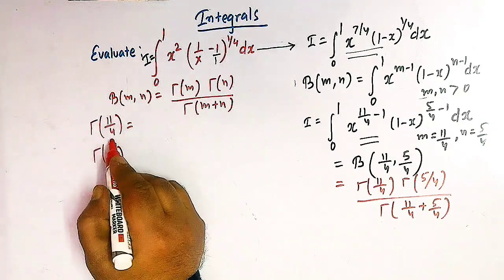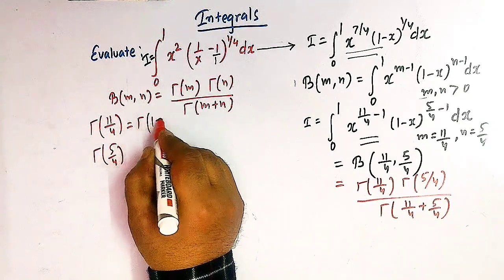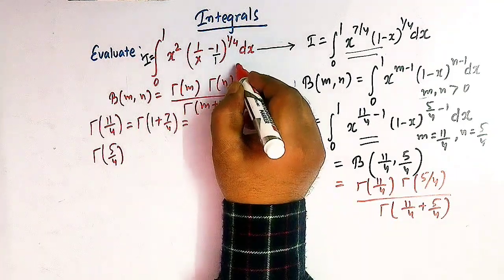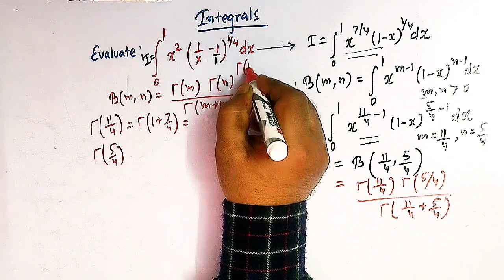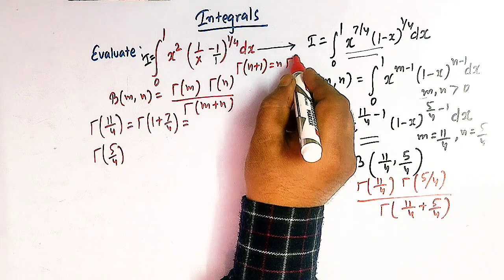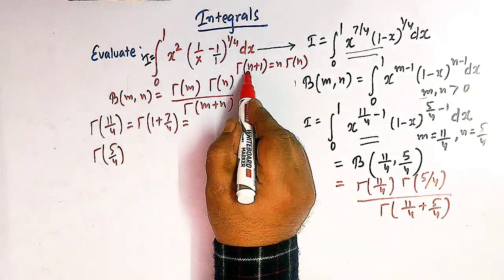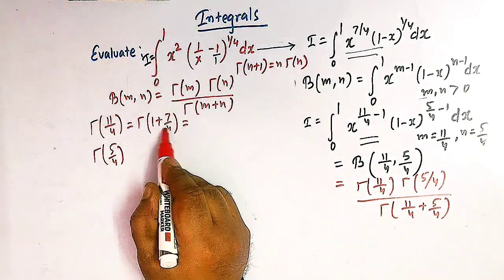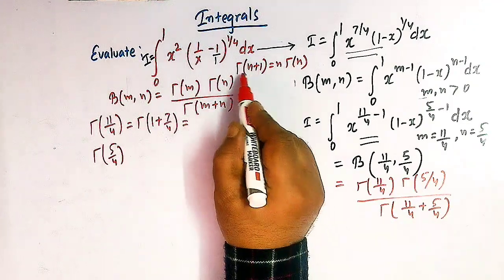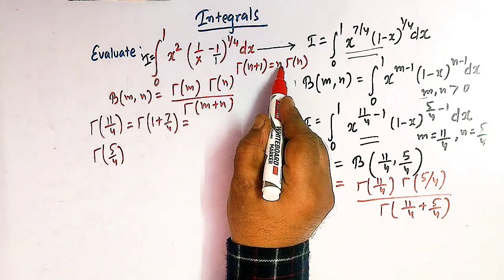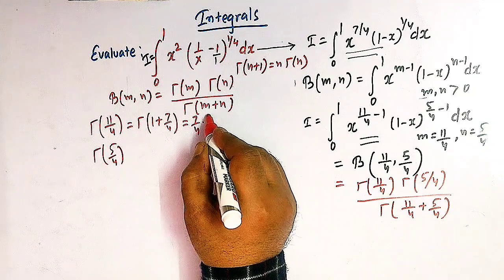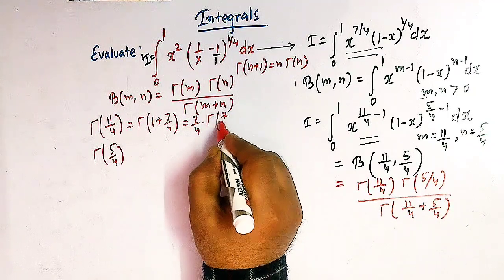So gamma of 11 by 4 can be written as gamma of 1 plus 7 by 4, and through this relation, that is gamma of n plus 1 is given by n times gamma of n, where n is some fraction. So here we have gamma of n plus 1, where n is 7 by 4. So gamma of n plus 1 can be written as n times gamma of n. So here we have 7 by 4 times gamma of 7 by 4.